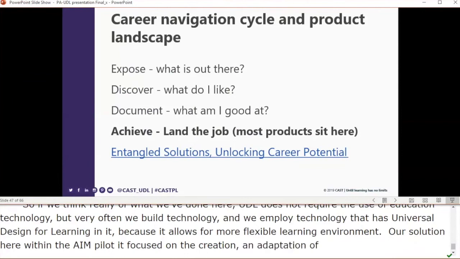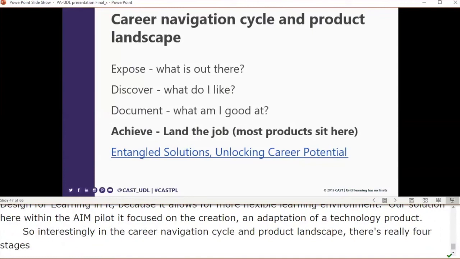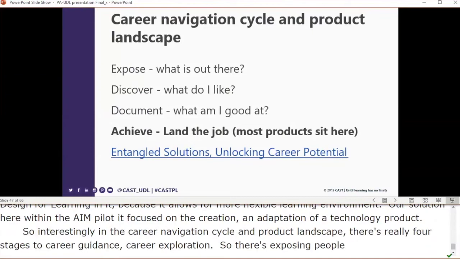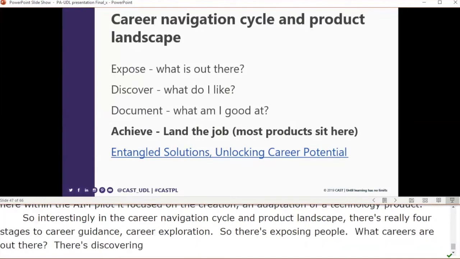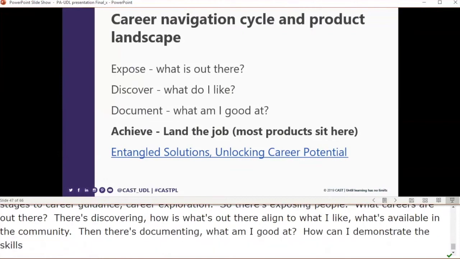So interestingly, in the career navigation cycle and product landscape, there's really 4 stages to career guidance or career exploration. There's exposing people to what's out there, what careers are out there. There's discovering, how does what's out there align with what I like, what I'm good at, what I value, what's available in my community. And then there's documenting, what am I good at? How do I demonstrate the skills that I have that are aligned with various career pathways? And the final area is really achieve. How do I go from this guidance to landing a job?